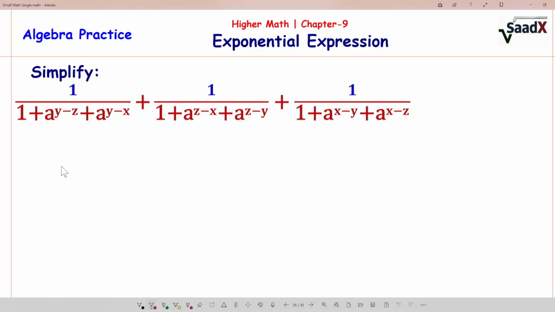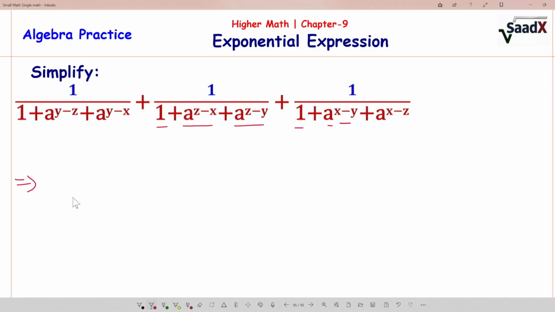Let's start. Here are three fractions. First one: 1 by 1 plus a to the power y minus z plus a to the power y minus x, plus 1 by 1 plus a to the power z minus x plus a to the power z minus y, plus 1 by 1 plus a to the power x minus y plus a to the power x minus z. So each fraction we have to simplify.